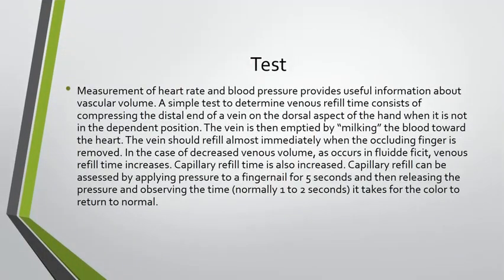Measurement of heart rate and blood pressure provides useful information about vascular volume, but a simple test to determine the venous refill time is compressing the distal end of a vein on the dorsal aspect of the hand, where it is not in the dependent position. The vein is then emptied by milking the blood towards the heart. The vein should refill almost immediately when the occluding finger is removed. In case of decreased venous volume, as occurs in fluid deficit, venous refill time increases.